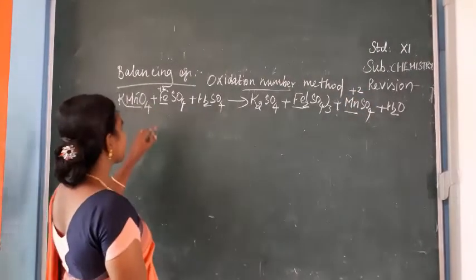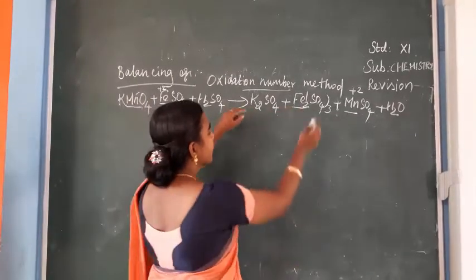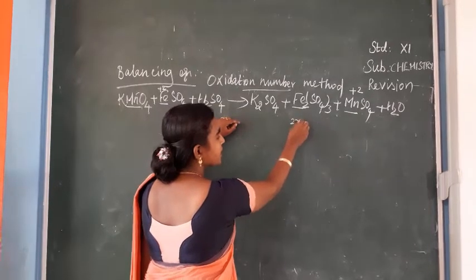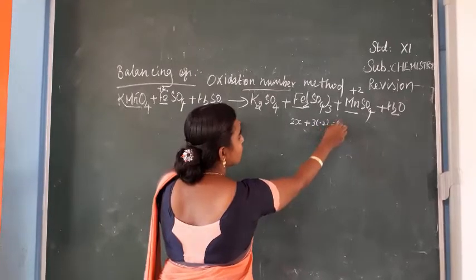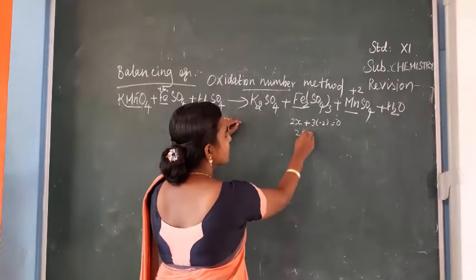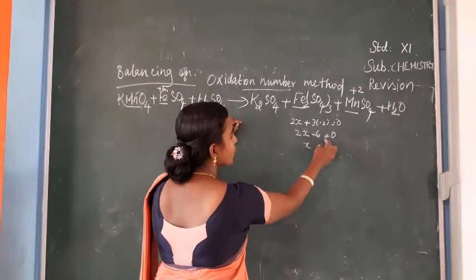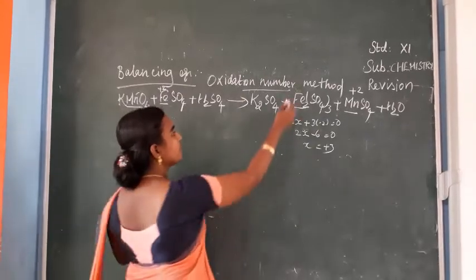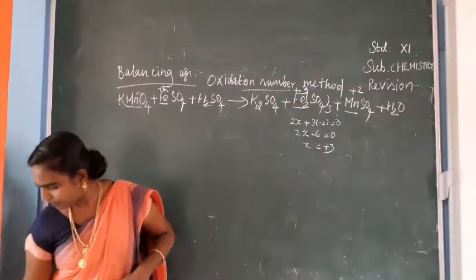Okay. So next, here Fe, how we have to calculate this. So 2x plus 3 into minus 2 is equal to 0. So we are getting 2x minus 6 equal to 0. So x equal to 6 by 2, that is plus 3, isn't it? So here Fe is in the plus 3 oxidation state. Is it clear?